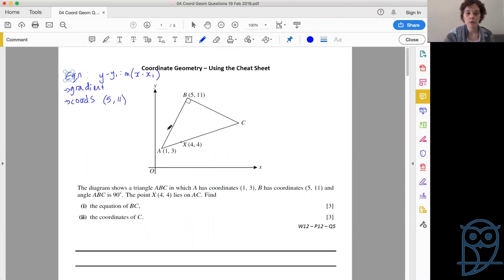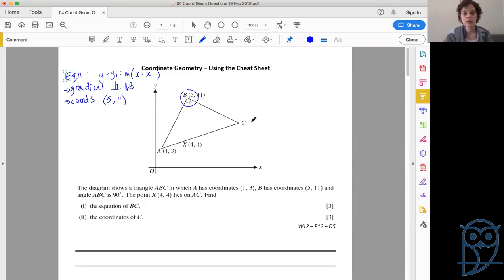Okay, so what do we have? We have a perpendicular relationship, which means we have m1 m2 equals minus 1, and BC is perpendicular to AB, and on AB we have 2 points. So we can actually calculate the gradient and work through. So while we're in this planning phase, we can plan for the next piece of the question as well.